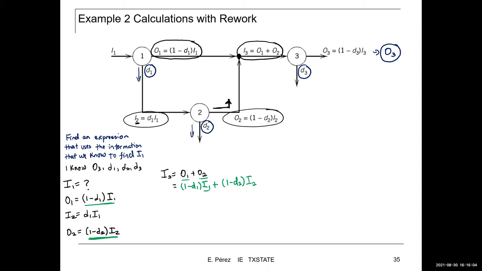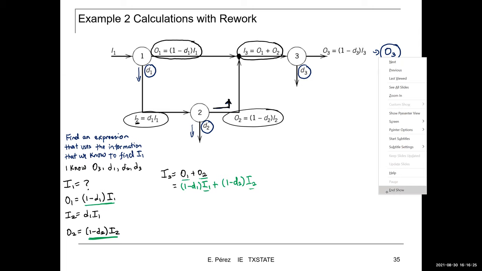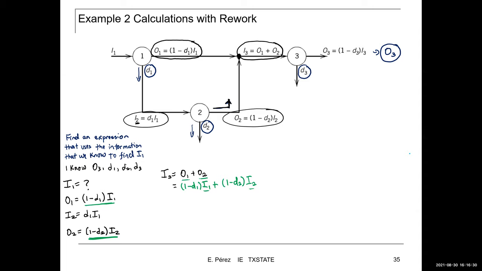That's the unknown that I want to find. I want to find the input. I still need to deal with this guy right here because I don't know that information. So do I have an expression for I2 in terms of D1 and I1? The answer is yes, right? I have an expression for I2 here that I can substitute into this. I have (1 minus D1) I1 plus (1 minus D2) times this expression, D1 I1.